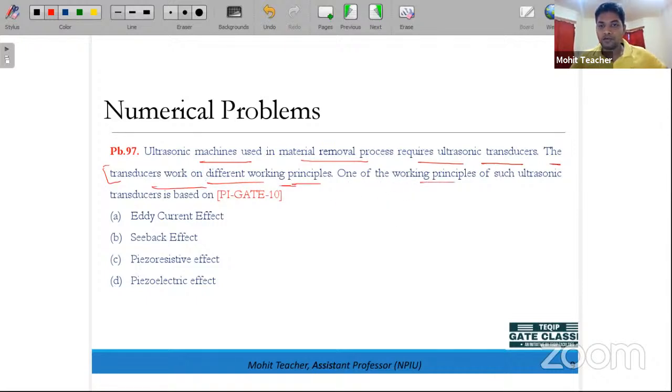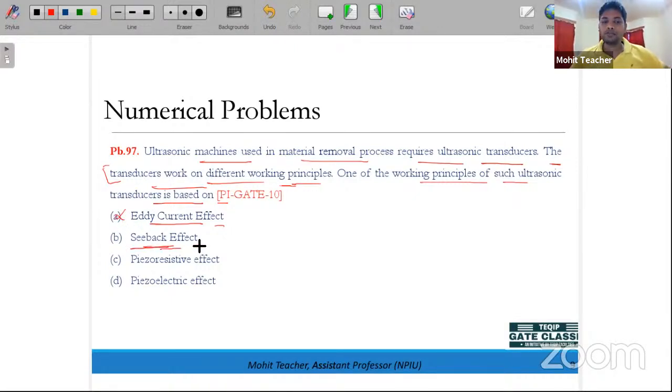One working principle of such an ultrasonic transducer is based on, fine, the eddy current effect. Eddy currents are not used to transfer the vibrations; that is just to show the effect, meaning magnetic or electric effects. So this is eliminated.